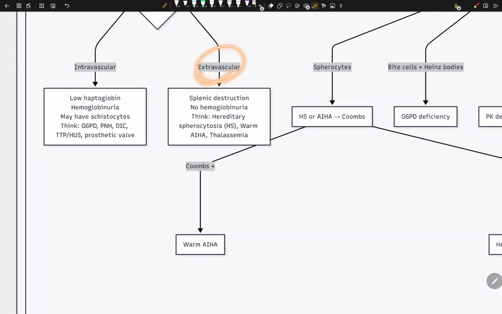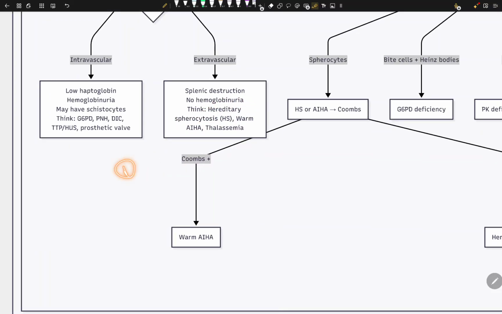Okay, extravascular. Extravascular, we get spleen destruction, hemoglobinuria, because these big monocytes, these macrophages are eating up, and we think hereditary spherocytosis. So this sphere is getting eaten up, getting bitten. So once the macrophage, we have this Heinz body, and then we have bite cells. Heinz body is just simple. Then they get bitten by the macrophage, we call them bite cells. So bite cells and Heinz both are seen in spherocytosis.